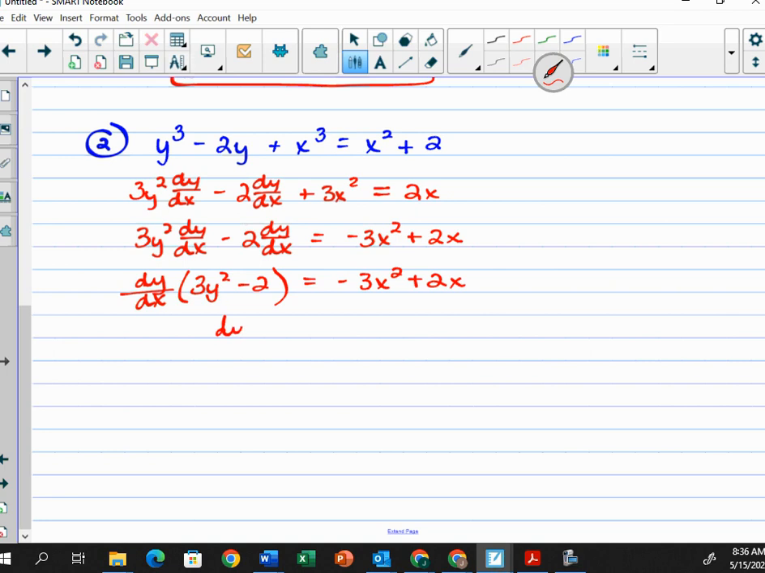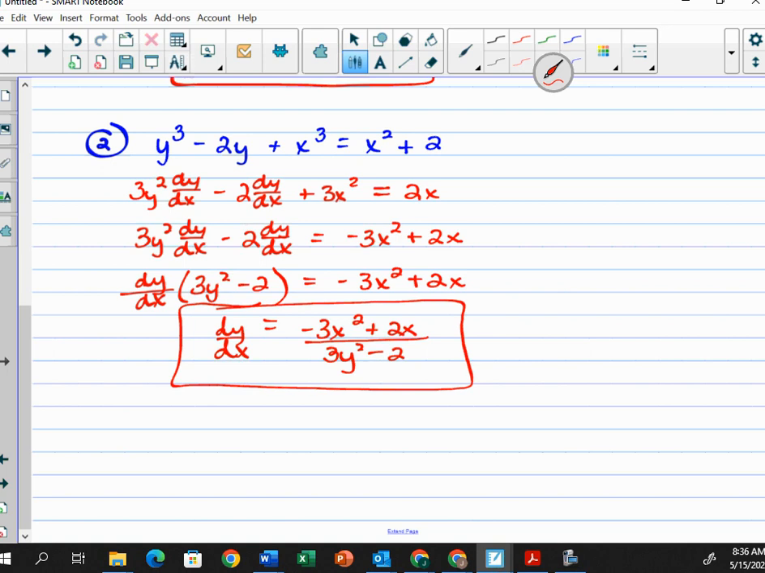All right, guys, for dy dx, did you get negative 3x squared plus 2x all over 3y squared minus 2? Okay. I started with the last step first. Did you skip the middle step? That's fine. Yeah, I almost skipped this step, but I didn't want to lose anybody.